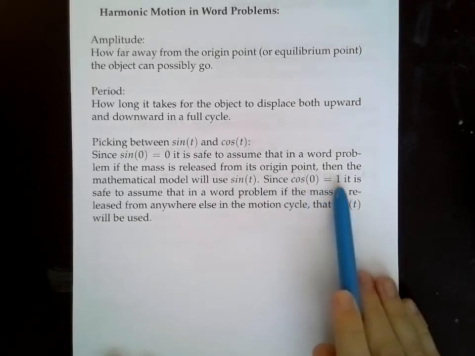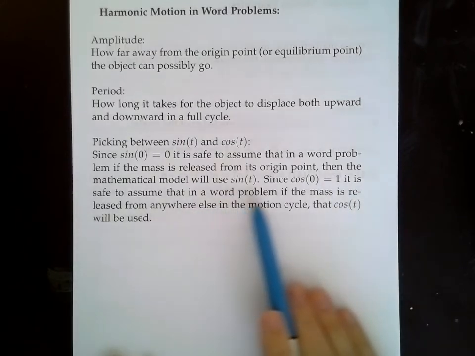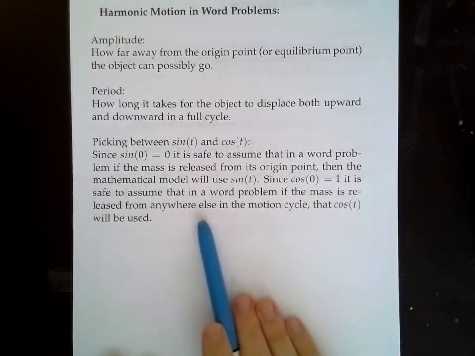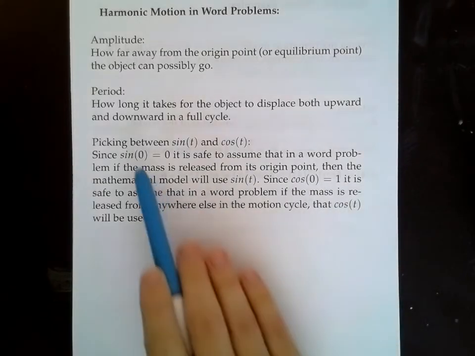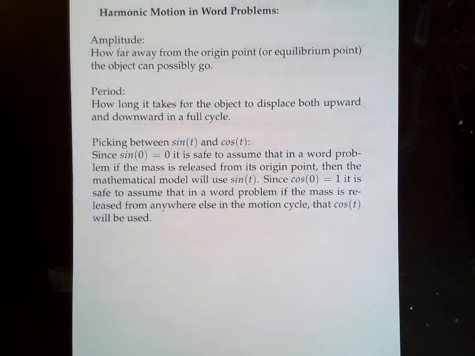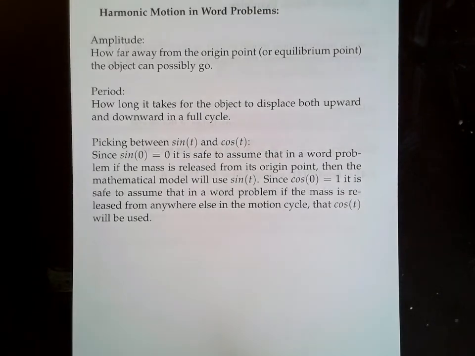However, since cosine of 0 is equal to 1, so in other words, at time t equals 0, our value would be 1, it's safe to assume that in a word problem, if the mass is released from anywhere else in the motion cycle, then cosine of t is going to be used. So sine of t is when we would release our mass for harmonic motion from the origin point, and cosine is when we're releasing it from anywhere else in this motion cycle. Usually this is going to be at the amplitude. So we'll go from the very, very largest point and then let the mass go, and then let the harmonic motion go from there.